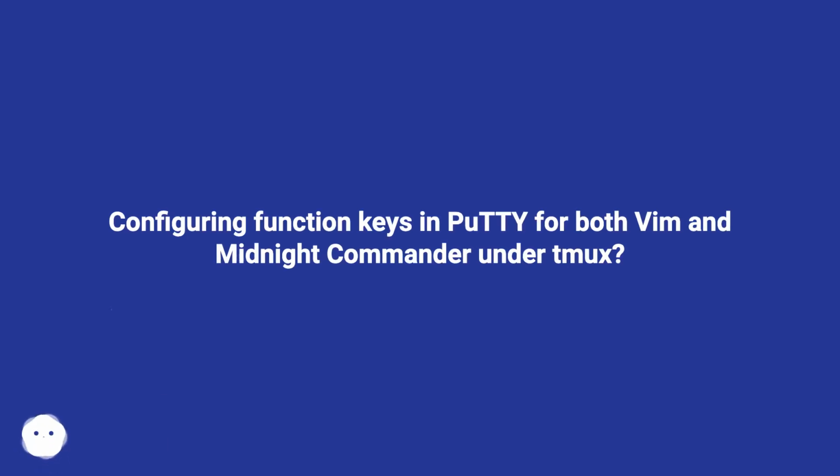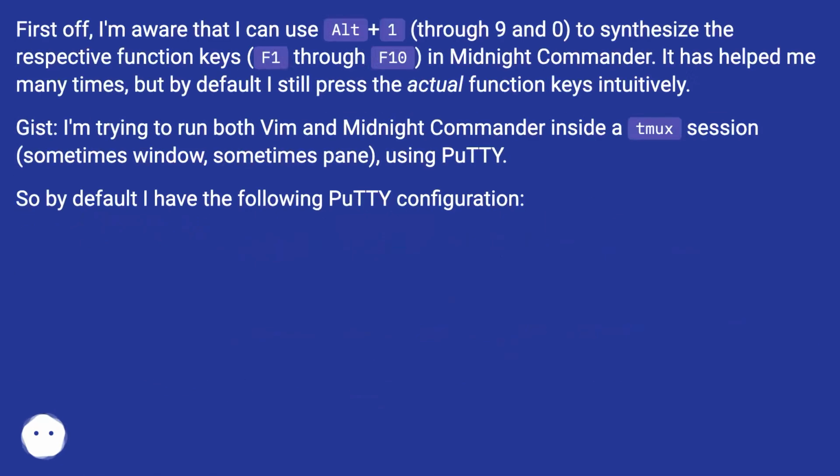Configuring function keys in PuTTY for both Vim and Midnight Commander under Tmux. First off, I am aware that I can use Alt+1 through 9 and 0 to synthesize the respective function keys F1 through F10 in Midnight Commander. It has helped me many times, but by default I still press the actual function keys intuitively.